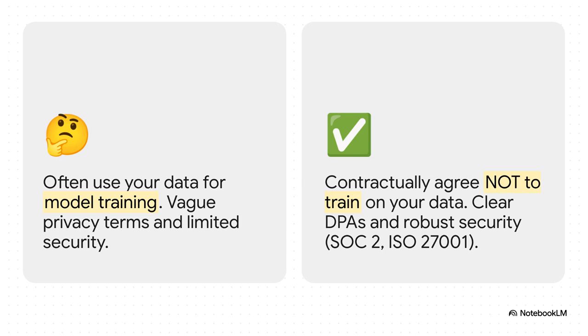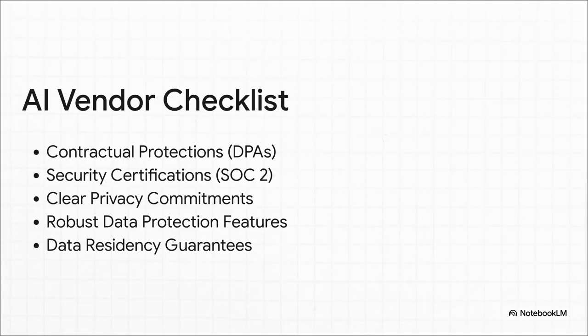Enterprise tools, on the other hand, have clear contracts, data processing agreements, or DPAs, that legally prevent them from training on your data. Plus, they have heavy-duty security certifications like SOC 2 to prove they're serious about it. So think of this as your essential vendor checklist. Before you even think about signing up for an AI service, run them through this. Do they have strong contractual protections? Are they certified? Are their privacy promises crystal clear? Do you know exactly where your data is going to live? If you can't get a confident yes to all of these, your answer needs to be a firm no.